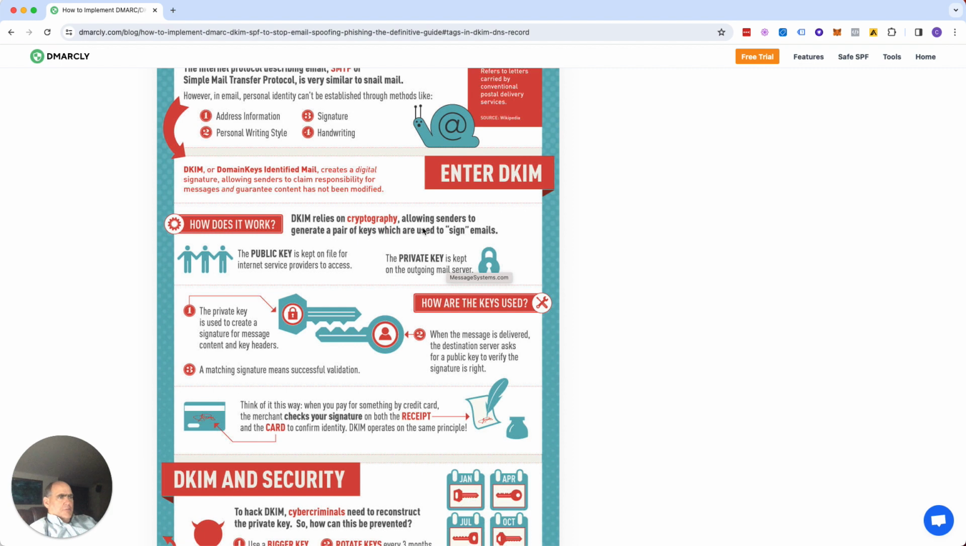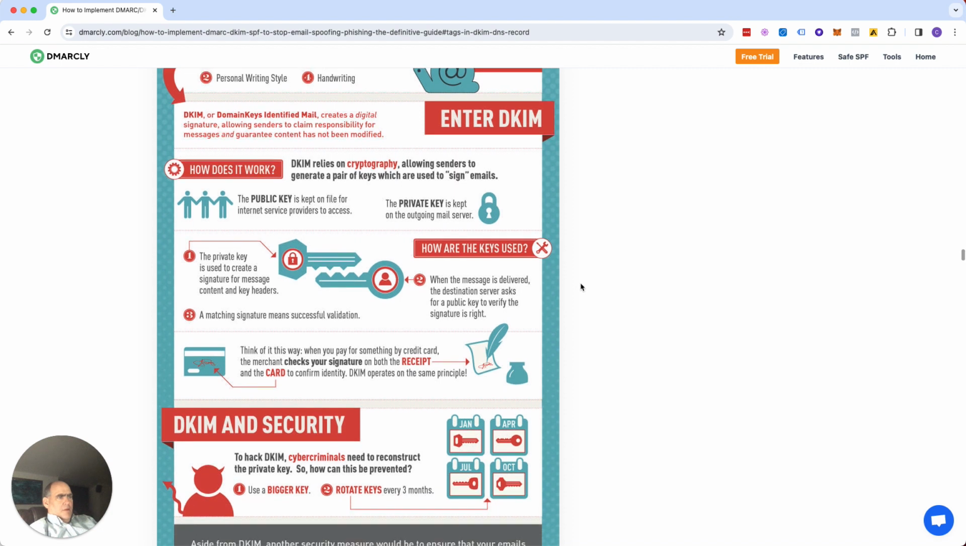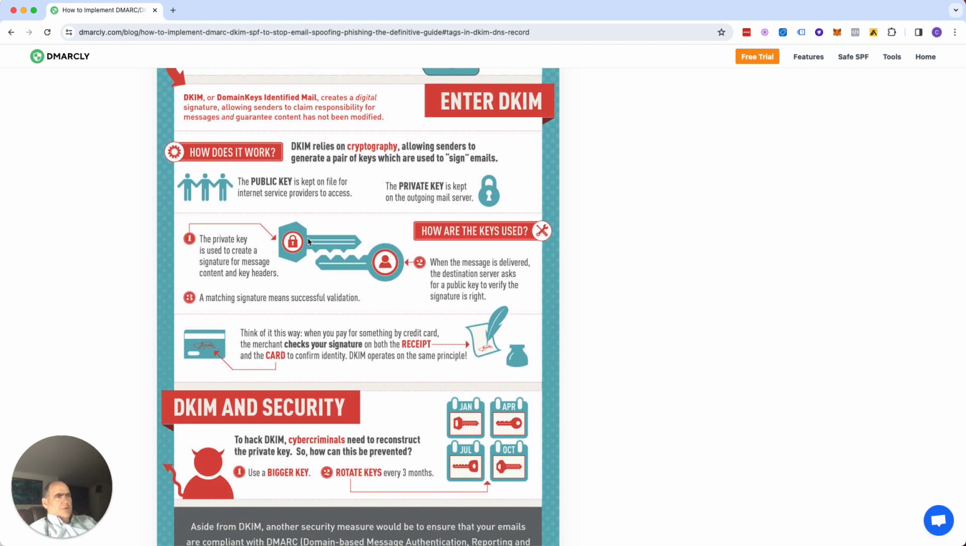So DKIM relies on cryptography, allowing senders to generate a pair of keys to sign. Public key is published everywhere. Private key is kept on the outgoing mail server. So you use the private key to encrypt and put a signature on it, and it has key headers and some sort of a content piece in there that enables you to verify that the content that you receive hasn't been played with.